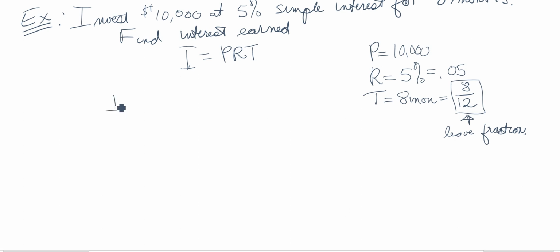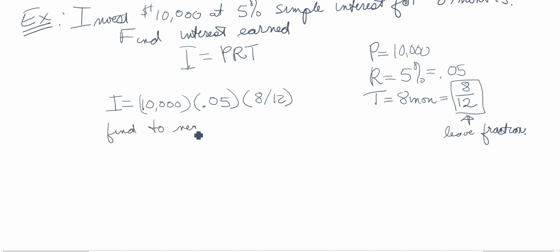So here I get I equals my principal, 10,000, times my rate, 0.05, times my time, which is the fraction 8/12. I'll enter that in my calculator as 8 divided by 12. And we want to find it to the nearest cent. And so when I multiply that out to the nearest cent, I get $333.33.